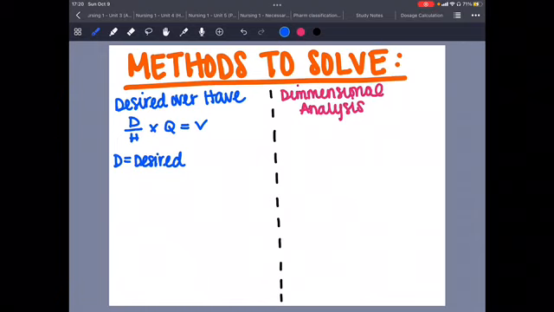Desired means that's the dosage that the physician or the provider has ordered for the medication. Your H is your have. That means that is the dosage that is given on the medication label. So say it's 5 mLs per 1 gram. That would be your have. The quantity, which is Q. Q stands for quantity.